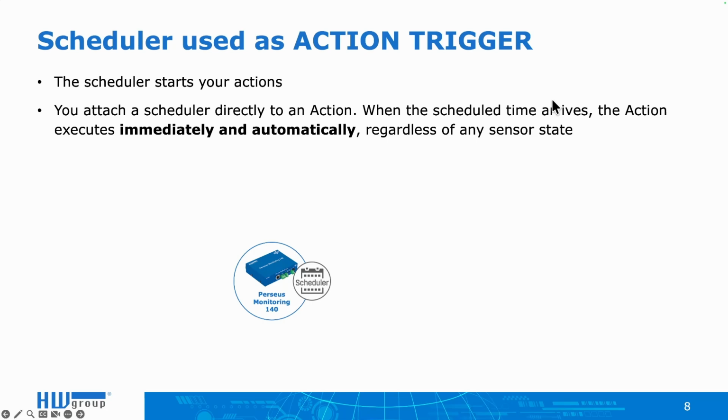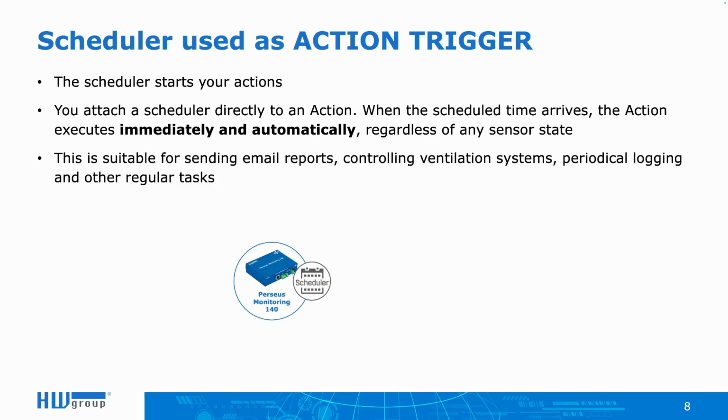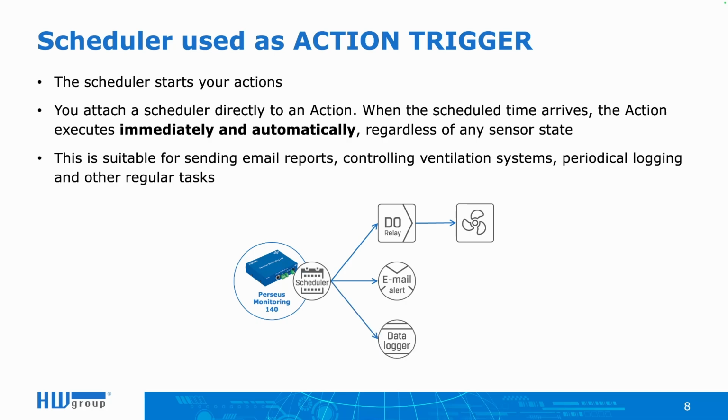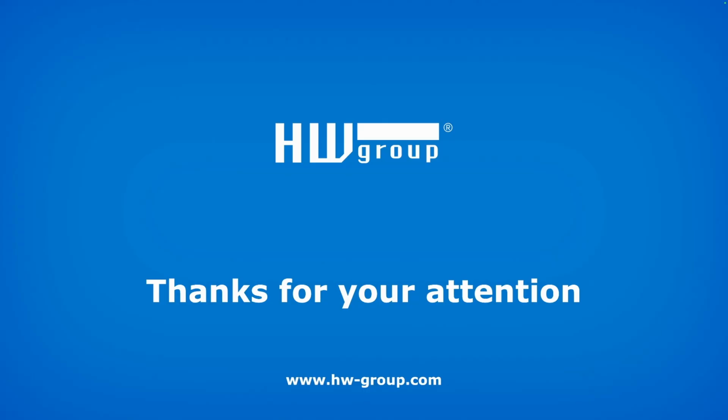Using the scheduler as an action trigger makes sense for periodic email alert sending, for example, reports with sensor values. It can also be used for turning on heating or ventilation at preset times via relays. Also, the scheduler can be the main component of data logging that takes place at times defined by the Perseus scheduler. That's all for today's video.